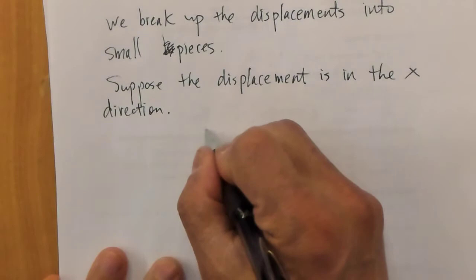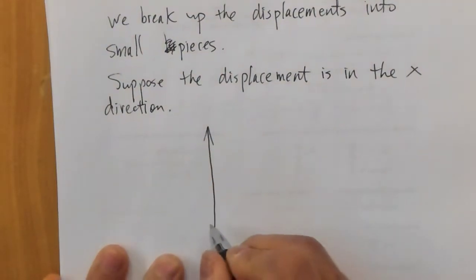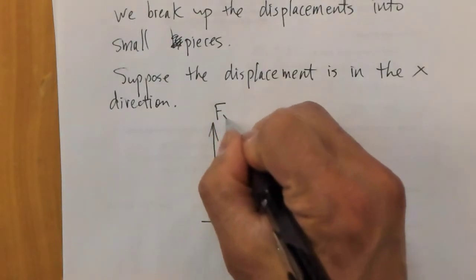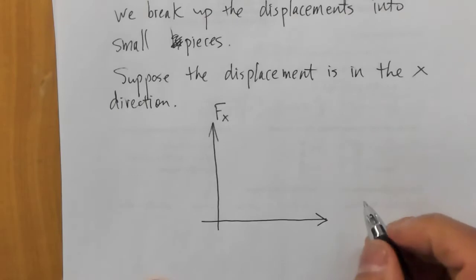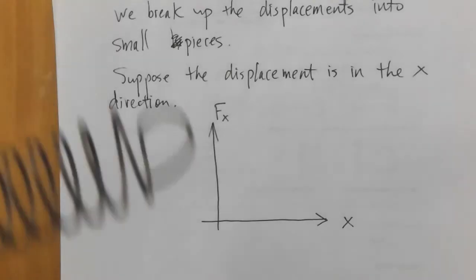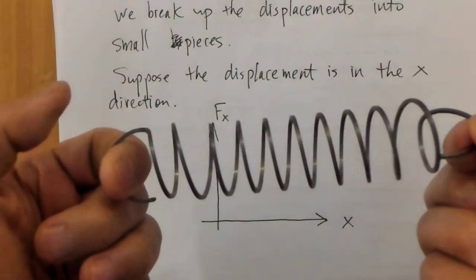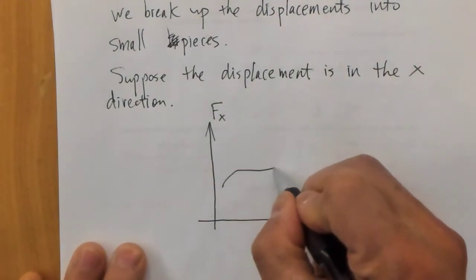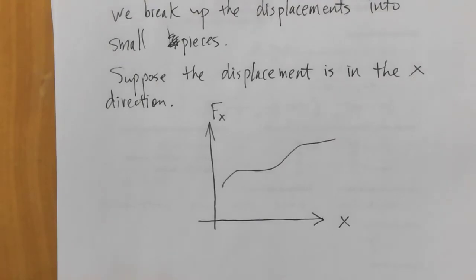So let's suppose somebody gave you a plot of the force, its component in the x direction, plotted versus x. A very good example would be the spring force. Remember we did that last time, Fx is equal to minus k times x. But it could be some other force, just a general curve like this, some function like that.